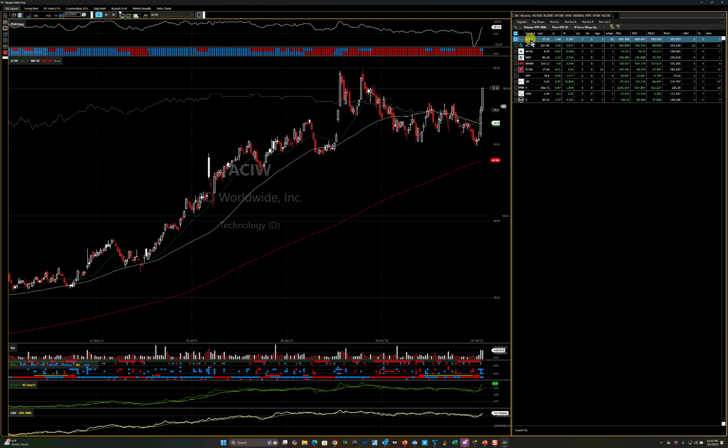ACIW. Probably one of my favorite charts this weekend. Big run up, pull back, broke out off the 50 on Thursday. I wish I would have bought it then. Moved up again on Friday.